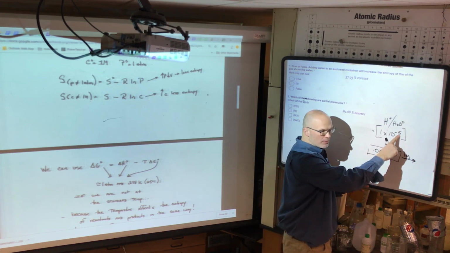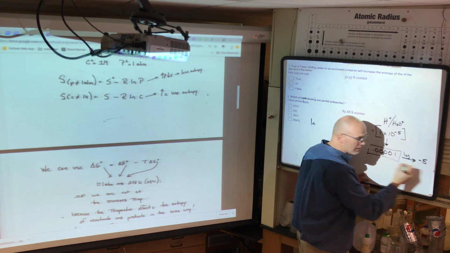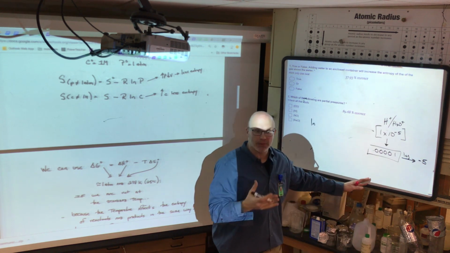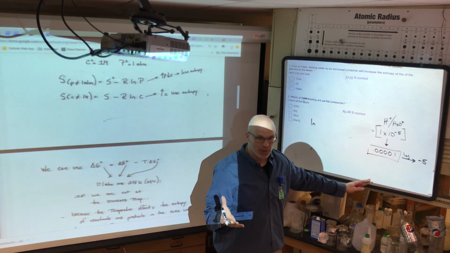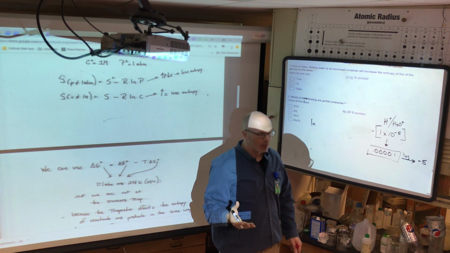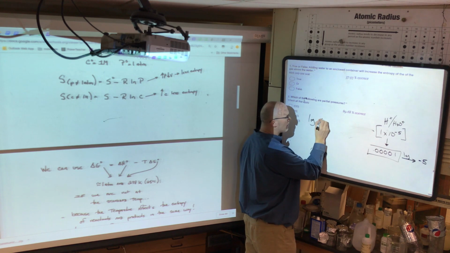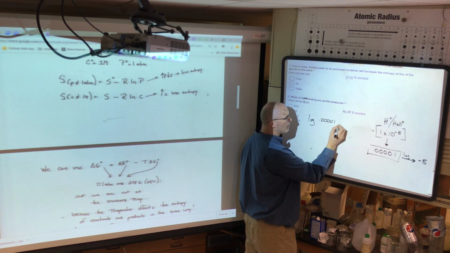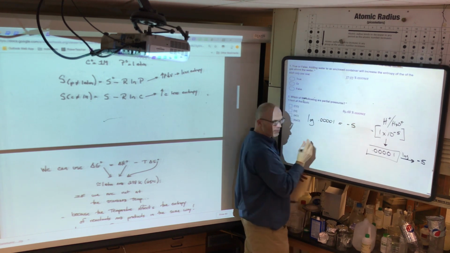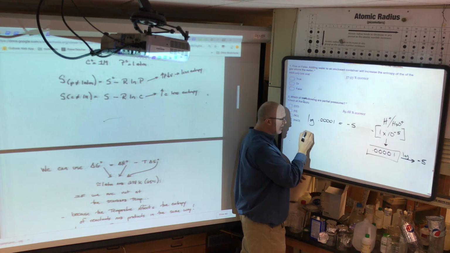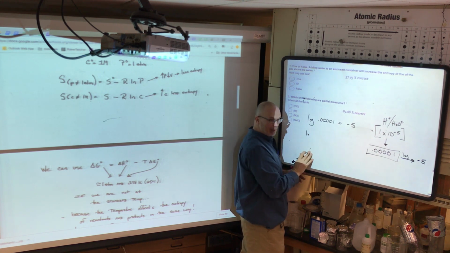Now, log is just whatever that is. There it is. Now, in pH, what do we do? Negative log to make it what? Positive. So the pH is 5 there. So when I say log of 0.00001, what do I get? Negative 5. Well, natural log is the same thing.